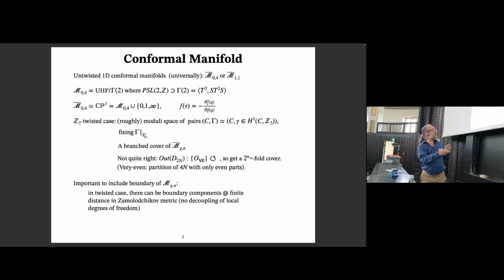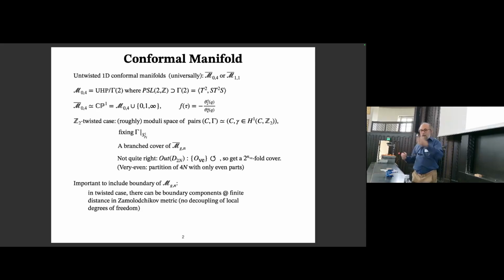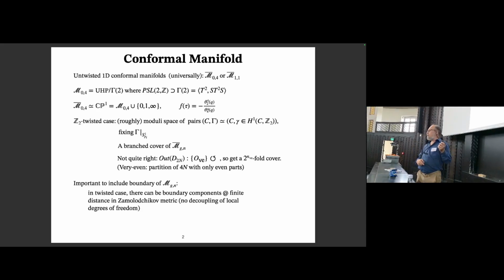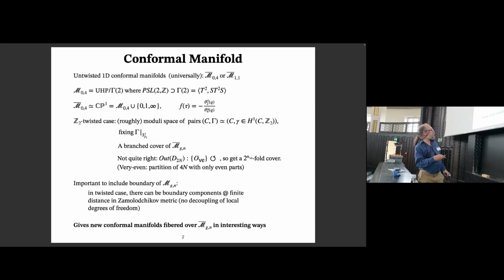there are, in these twisted theories, situations where that doesn't happen and there's no decoupling, and the boundary of MGN ends up being somewhere in the middle of the conformal manifold as opposed to on the boundary of the actual space of physical SCFTs. You'll see that spelled out in detail in a bit. But in any case, we get new, as I said, new conformal manifolds fibered in interesting ways over the moduli space of punctured Riemann surfaces.